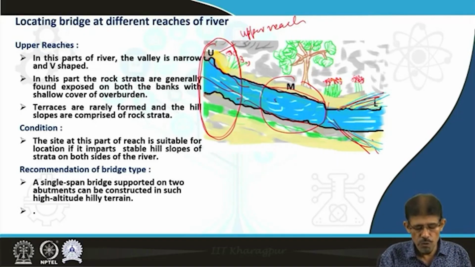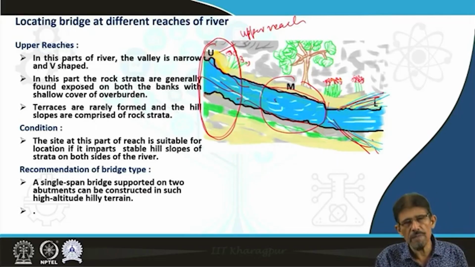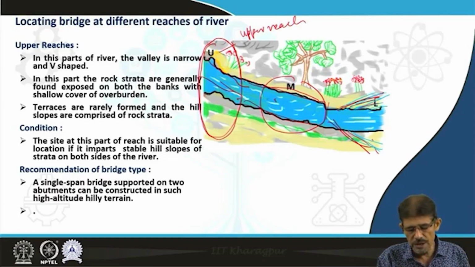Friends, as you know, in this part of the river the valley is narrow and V-shaped, and in this part the rock strata is generally found exposed on both banks with a very limited, thin, shallow cover of overburden consisting of boulders, pebbles, cobbles and some finer sands. The terraces are rarely formed and the hill slopes are comprised of rock strata.